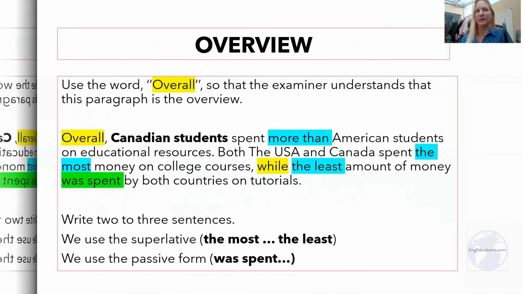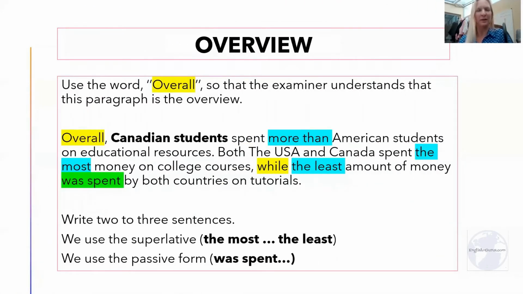So "overall" is a perfect linker for an overview because it signifies that we're going to summarize the information. So overall, Canadian students spent more than American students on educational resources. Both the USA and Canada spent the most money on college courses, while the least amount of money was spent by both countries on tutorials.